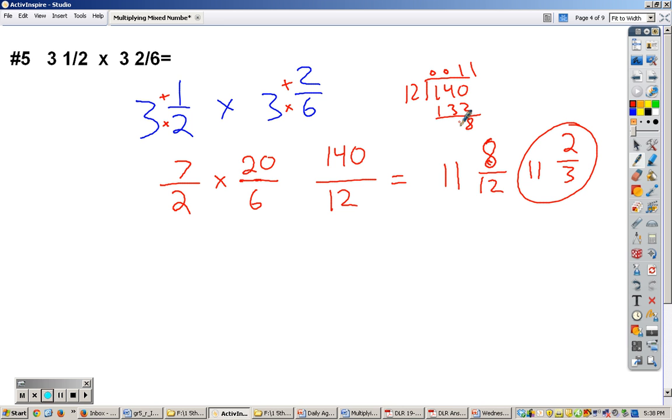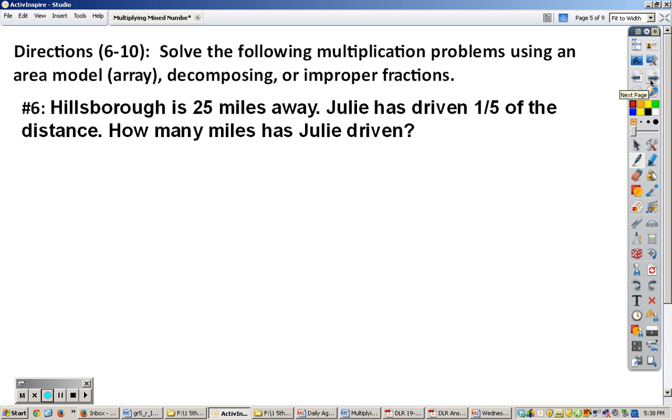There you go. Numbers 6 through 10 are all story problems involving multiplication. Again, you can use any method you want. You can use decomposing, you can use improper fractions, or an area model array.